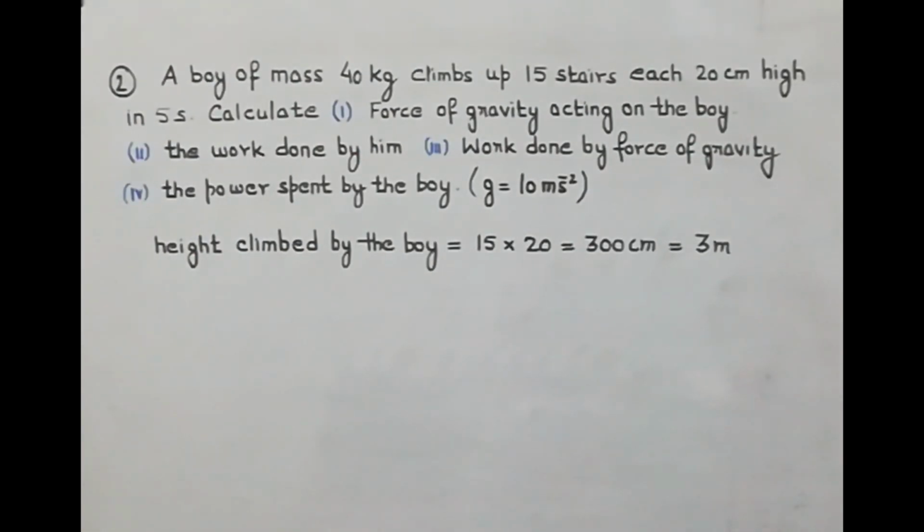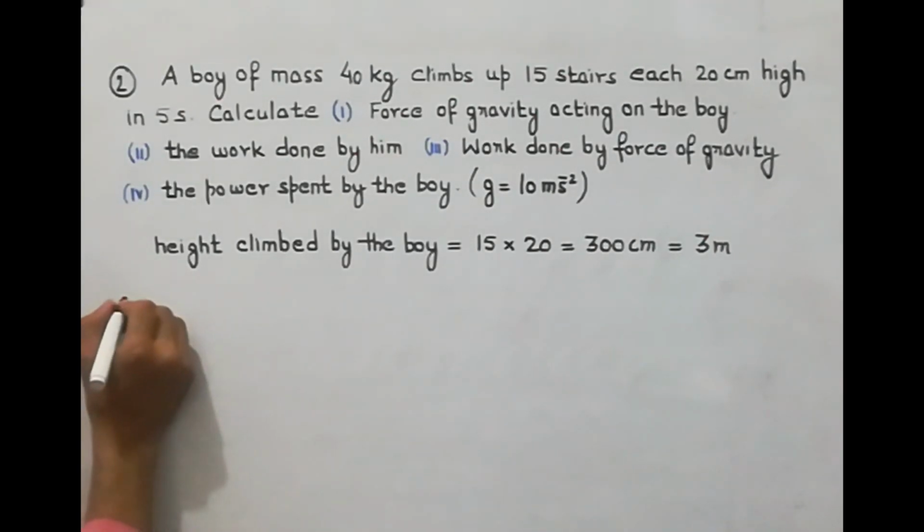So this is clear. First of all we have calculated height attained by the boy. He is climbing 15 stairs. Each stair is of 20 centimeter height. So we can get height that he ascends is 3 meter. Okay. Mass is given to us 40 kg and time is also given, as well as gravity is also given. Now in the first part, what they have asked for.